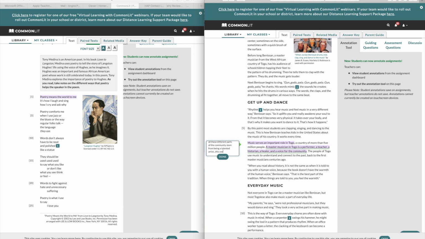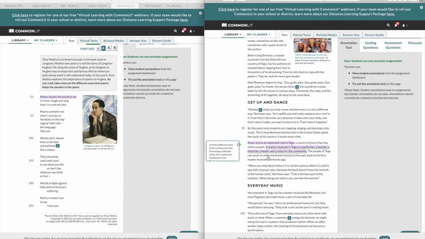This creates the worldview of the Togolese people. So it's the idea of a worldview. So just like poetry means the world to this writer, this idea of art means the world to the people of Togo. All right, let's keep going.